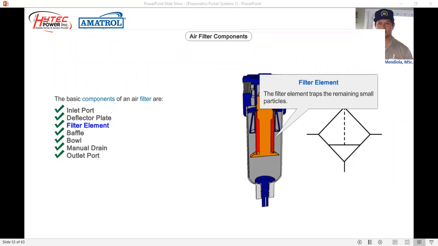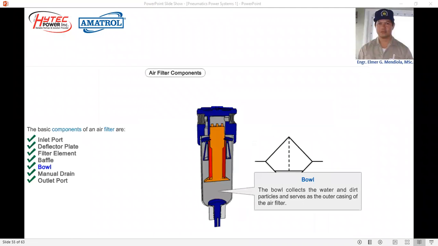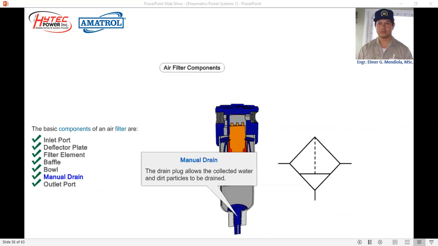So we have also the filter element. So after passing the deflector plate, the filter element traps the remaining smaller particles. We have also the baffle. So the baffle acts as a partition or a weir to control the path of the airflow. Next is the bowl. So the bowl collects the water and dirt particles and serves as the outer casing of the air filter.